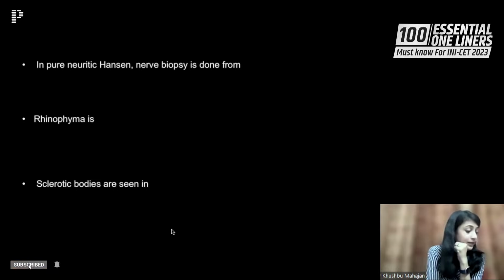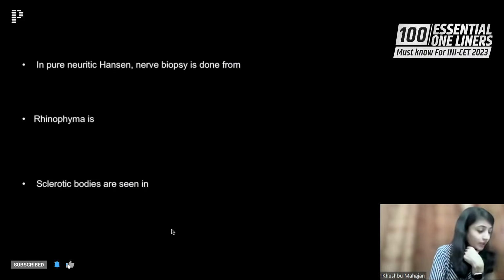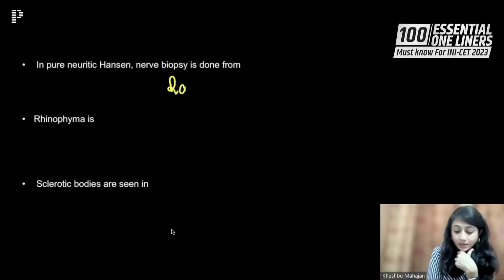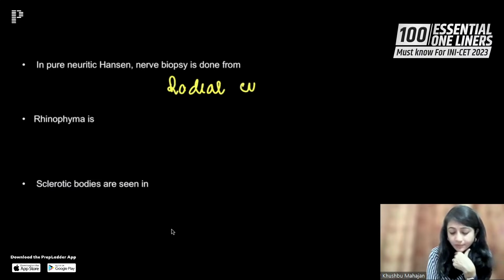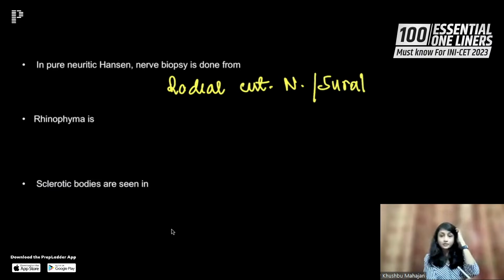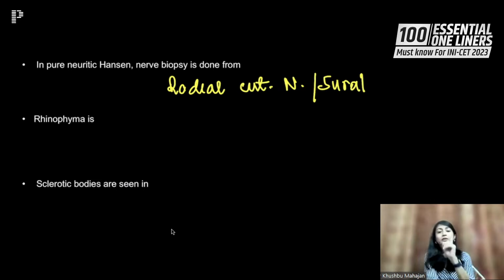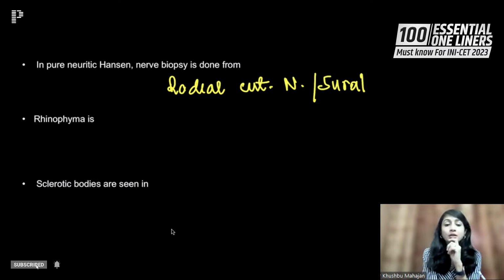Okay, please don't write ulnar nerve ever. You have to write two nerves. It can be either radial cutaneous nerve or sural nerve. You have to do it from purely sensory nerves. So please don't write ulnar nerve. You do it from radial cutaneous nerve or sural nerve, which are purely sensory nerves, right?